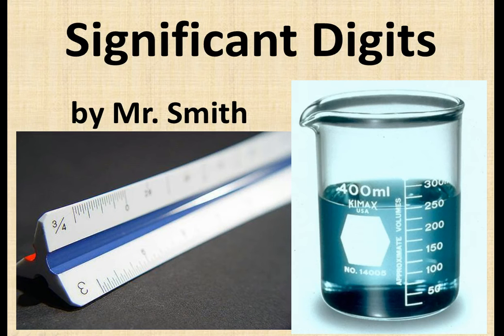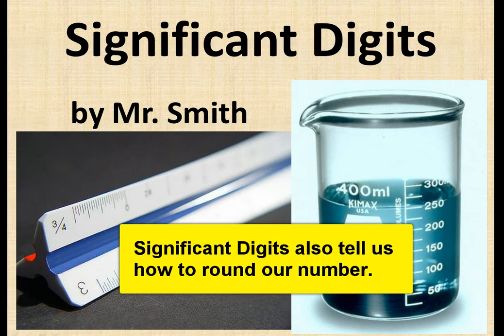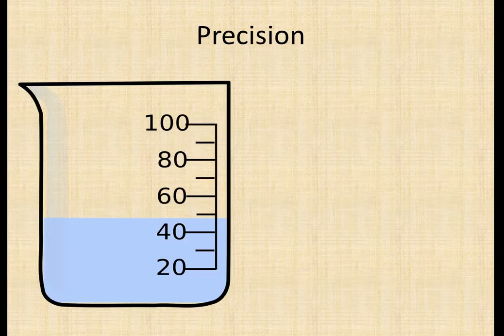Significant digits apply to science. We are only as accurate as our least accurate measurement. So what we're going to look at today is significant digits and how we can find out which ones are significant. There are 5 rules that we're going to look at today, but before we do that, let's take a look at the idea of precision.